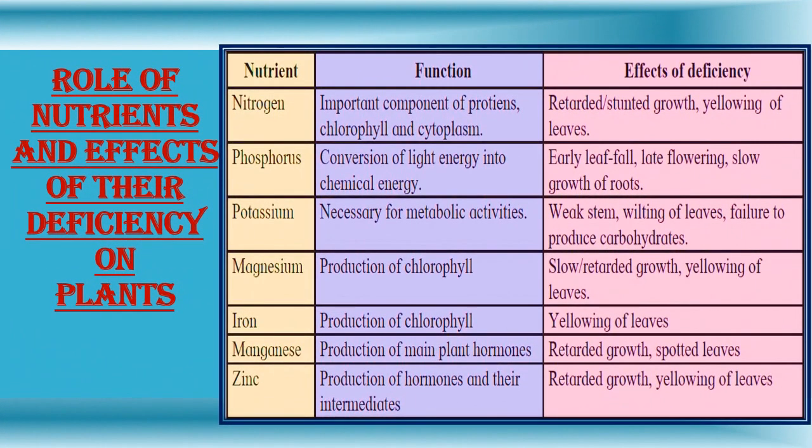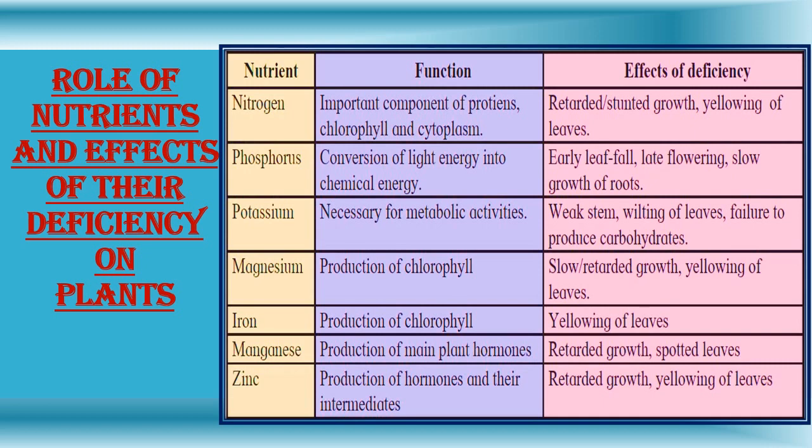So students, now let's understand the role of nutrients and the effects of their deficiency on plants. The first nutrient is nitrogen. The function of nitrogen is that it is an important component of proteins, chlorophyll and cytoplasm. The effect of deficiency on plants is retarded, stunted growth and yellowing of leaves.